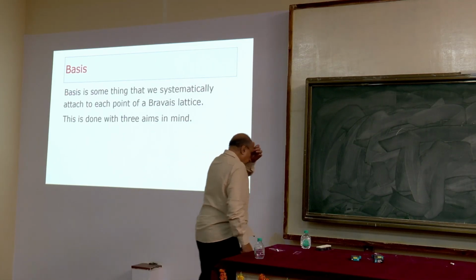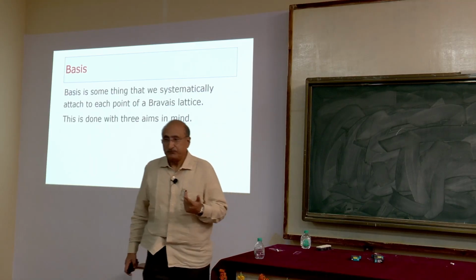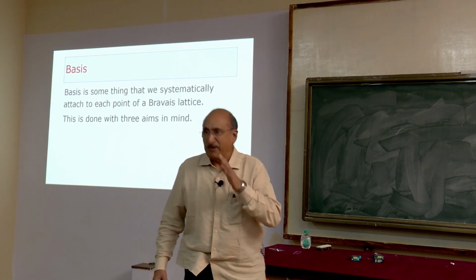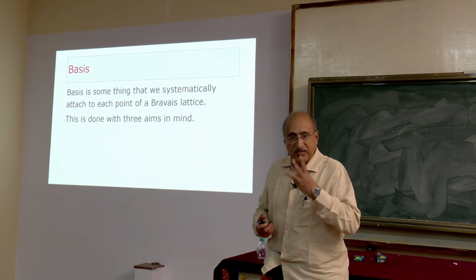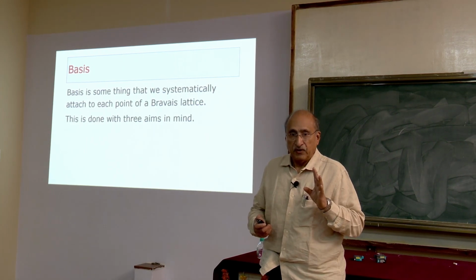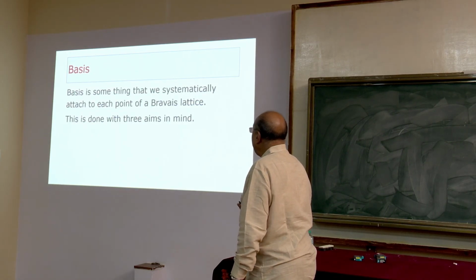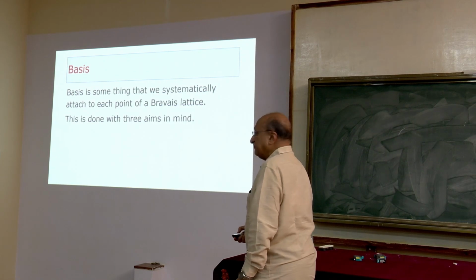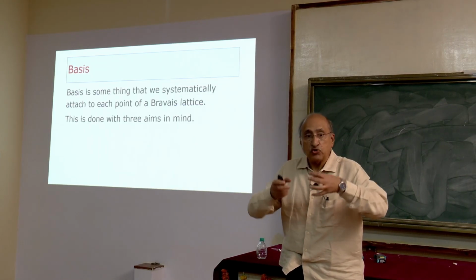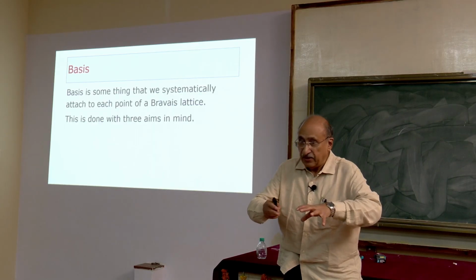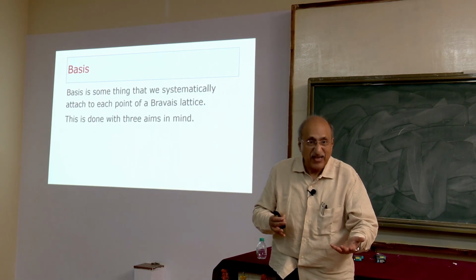Now there is a basis. So as I said, we need two things to represent a crystal structure: a lattice and a basis. Basis again is a very generic term. There are 3 places where we use the concept of basis. Okay, let's be clear about it. Basis is something that we systematically attach to each point of the Bravais lattice. This is done with 3 aims in mind. So, something is to be attached at these points. These are points, a set of infinite points. There are 3 reasons why I would like to attach something to these points.